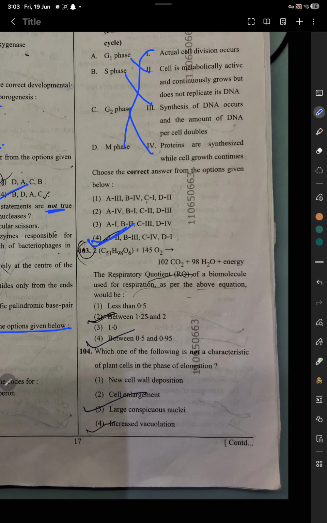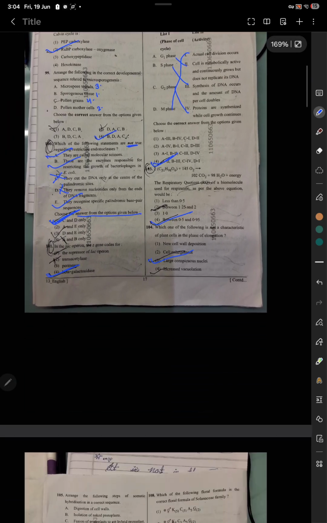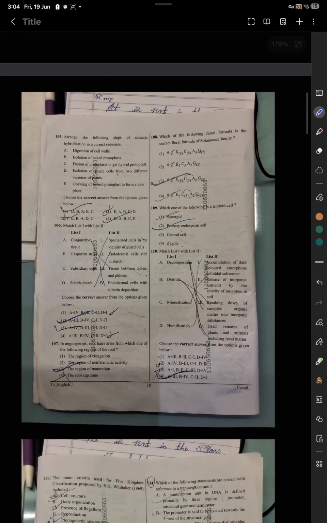The RQ of the biomolecule used for respiration as per the above equation will be... So here you have been given the equation and you need to answer according to it. The answer will be between 1.05 and 0.95. Which one of the following is not a characteristic of a plant cell in the phase of elongation? The answer is large conspicuous nuclei. Then we'll move to the next question.